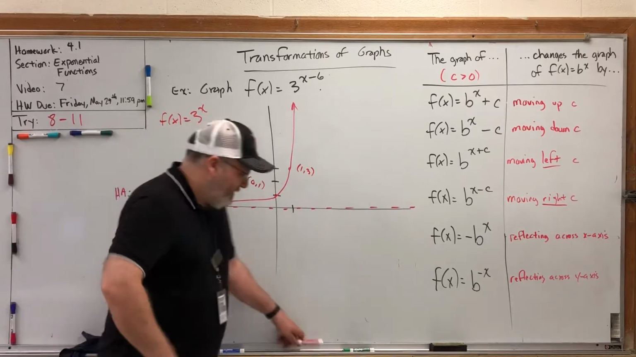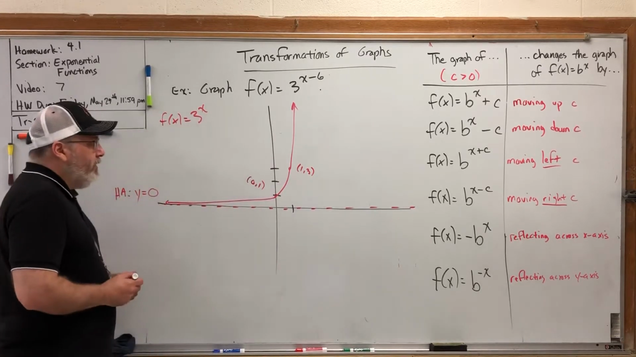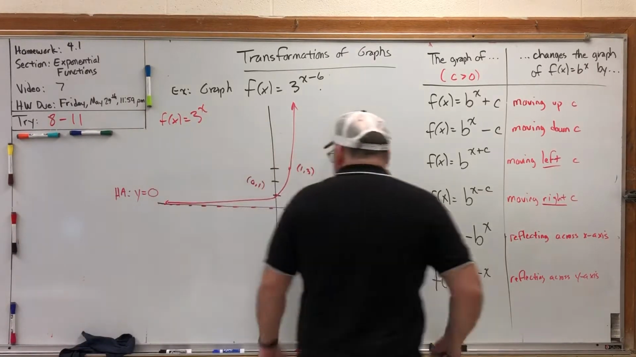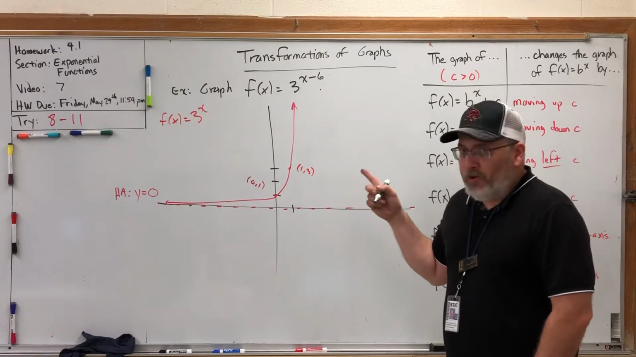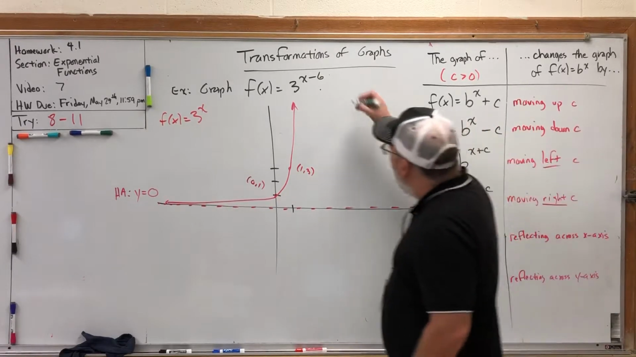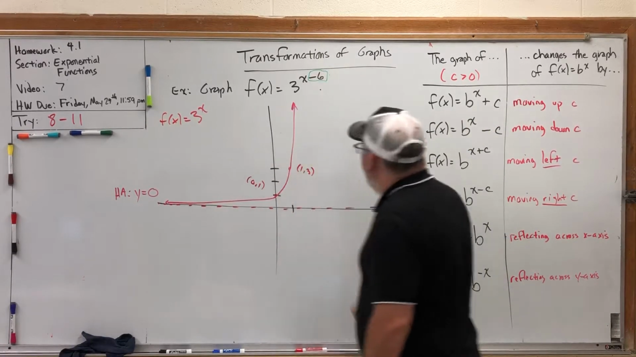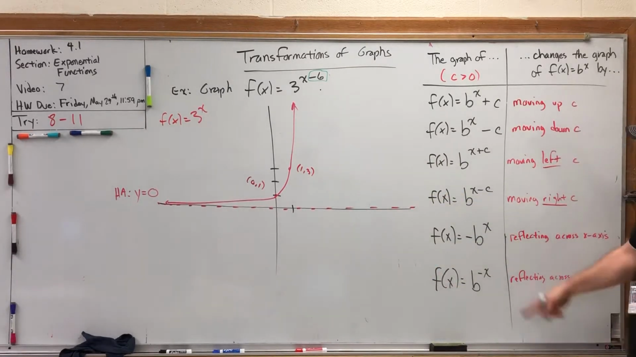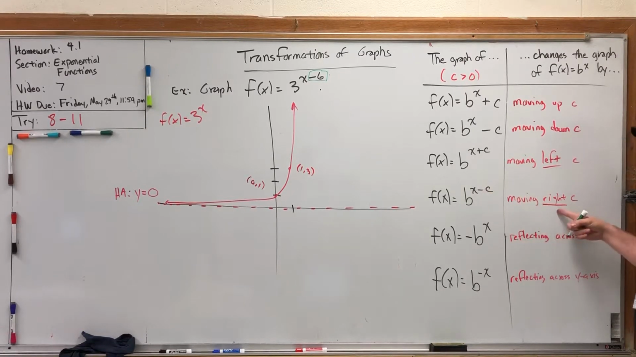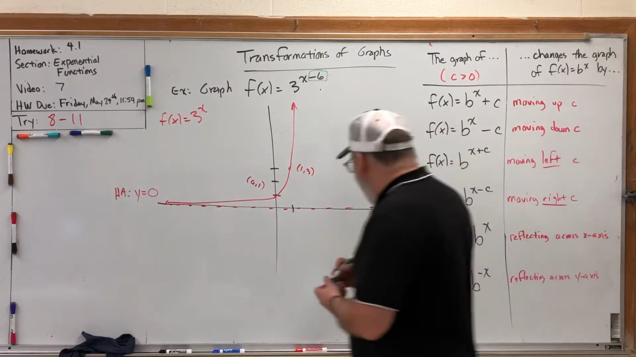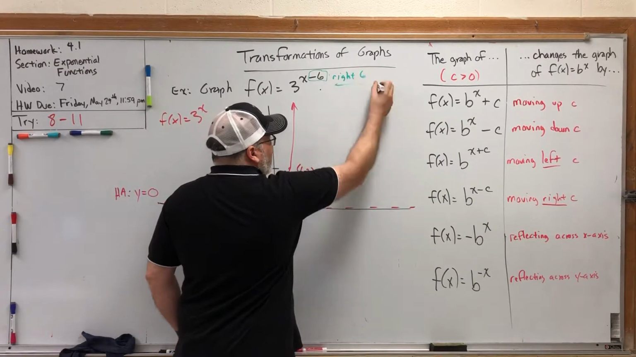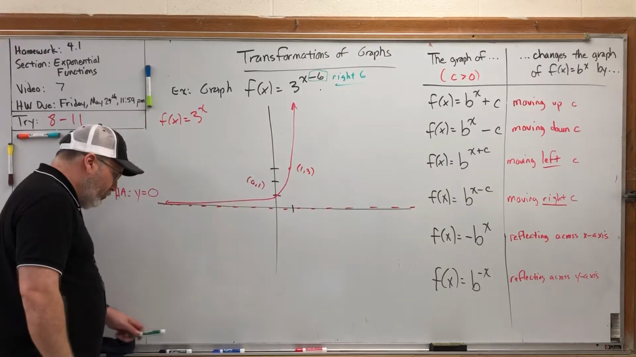But that's not the graph we want. The graph we want is the graph of f of x equals 3 to the x minus 6 power. So to find it, we have to start with the graph that we're going to move and then move it according to this list of transformations. What effect will this minus 6 have on that graph? If you subtract a number from the exponent, it moves the graph to the right 6. So this is going to cause a movement to the right 6. So we have to move everything to the right 6.